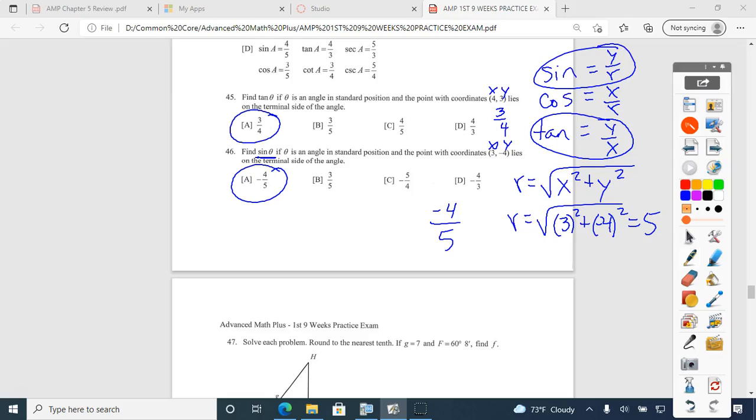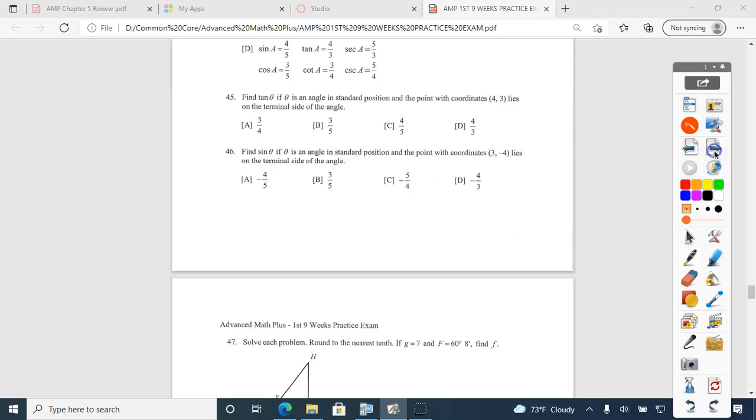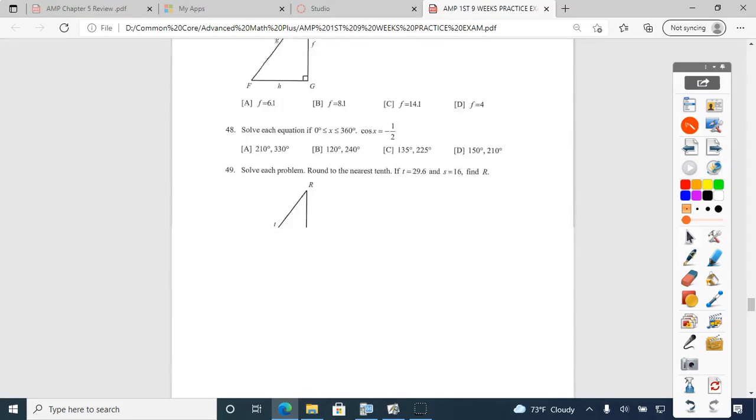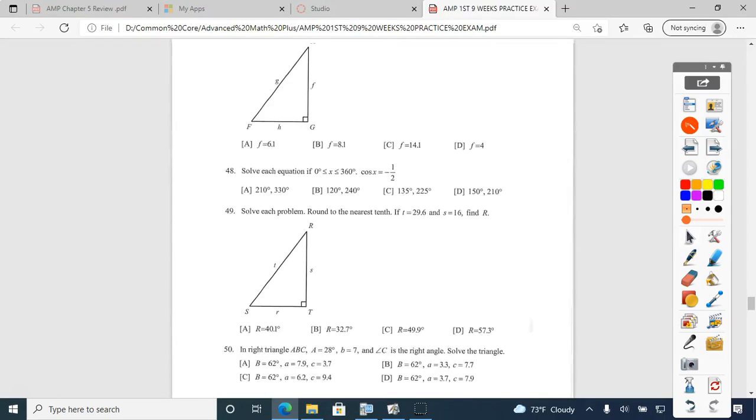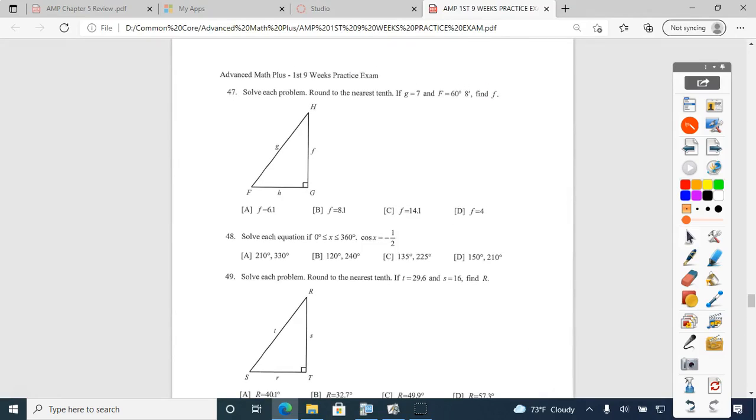And then the last page, we made it. Yes. Last two pages, I should say. Excuse me. Here we're finding little f. They give us angle F is 60 degrees, 8 minutes. G is 7, and we need to find side F. So that's opposite and hypotenuse. That's sine. Sine is opposite over hypotenuse.